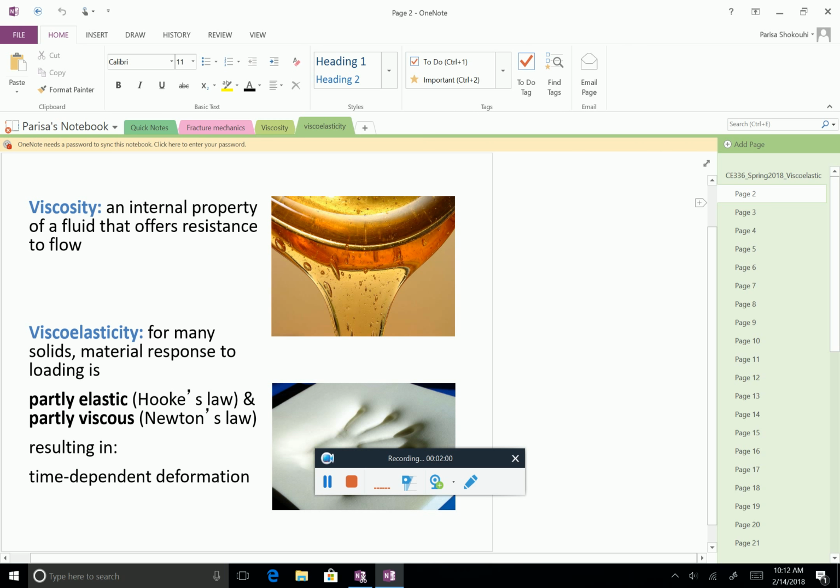Okay. So you have seen this before. Viscosity is like fluids. Viscoelasticity is just like the model I just showed you. When we have a part of the material behave elastic, like the spring, which is a material model, and a part of it behaves like a viscous fluid. And that's why it is called viscoelastic.